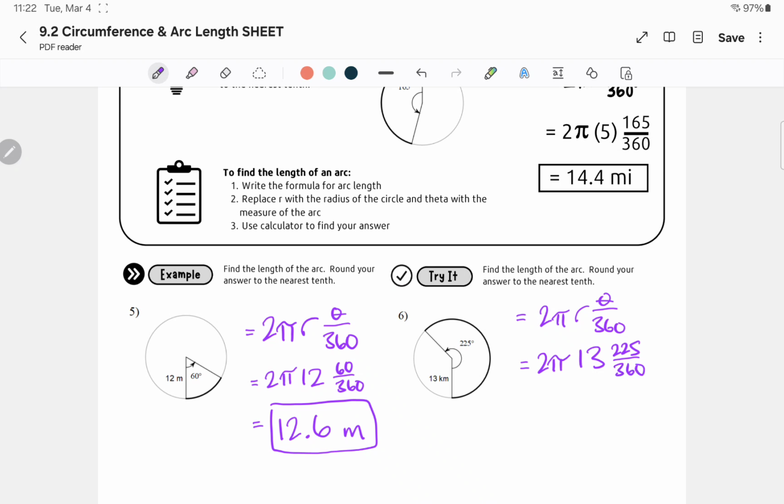So we're going to put all this in the calculator. Do this with me. 2 times pi times 13, or you're going to put in 26 times pi times 225 divided by 360, and I get 51 point, and I have to round this to the nearest tenth, so 51.05 rounds to 51.1. That's going to be kilometers.